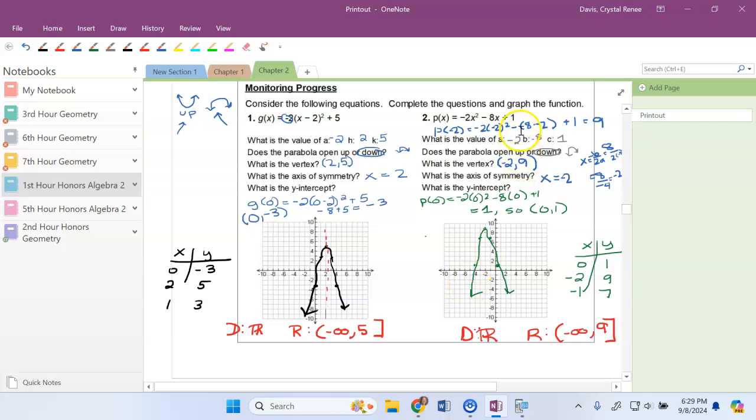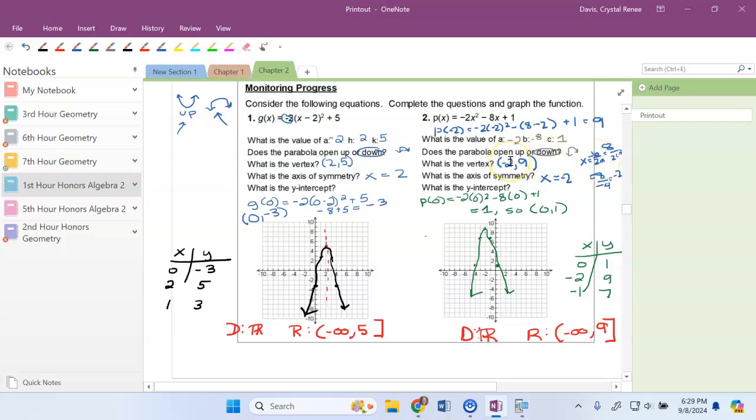On my standard form here, my A value is -1, my B is -8, my C is 1. Because my A value is negative, that indicates a reflection over the x-axis, which means I open down. To find the vertex, remember, to find the x value, do -b/2a. And when I do that, I get -2.